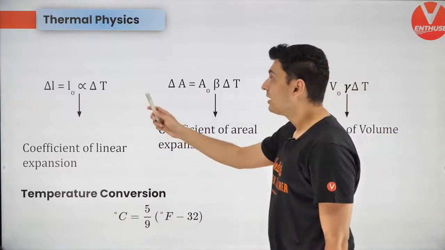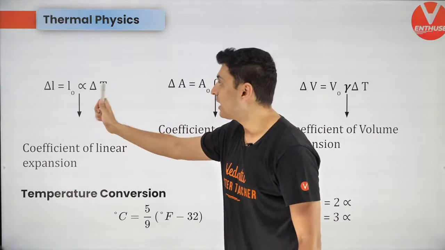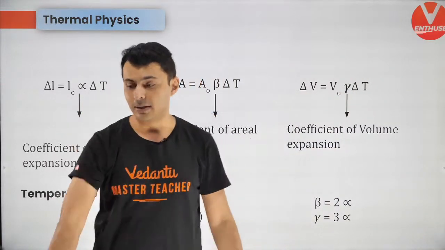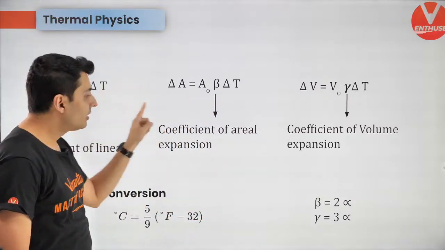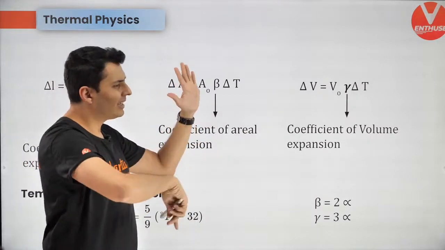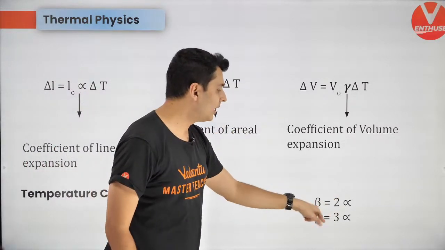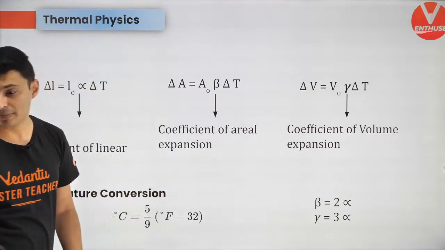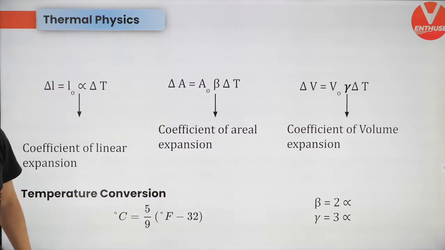And very important, the relation between alpha, beta and gamma. Alpha, beta, gamma, how are they related? Very important. Beta is twice alpha, gamma is thrice alpha. Simple, area is length into breadth, two things are there, so 2 alpha. Volume is 3 things, length, breadth, height, so 3 times alpha. Keep this in mind. Okay, understood.